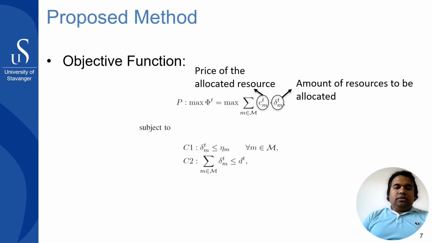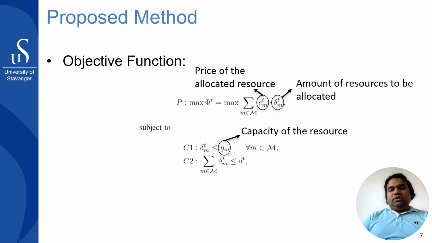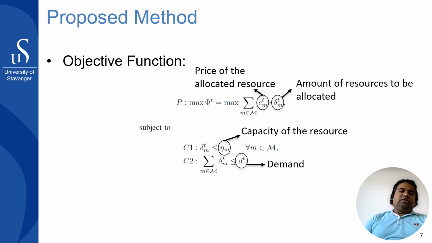So we will try to maximize this price of allocated resources and amount of resources to be allocated. Our goal is to maximize this revenue, and there should be some constraints, like our demand should be fulfilled, so it should be less than or equal to the capacity of the resources. And also it should fulfill the overall demand. So there are two constraints based on capacity of the resources and demand of the resources.